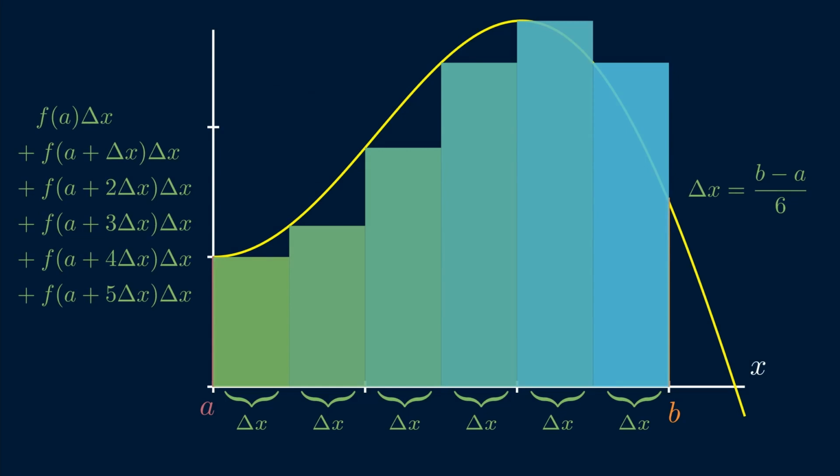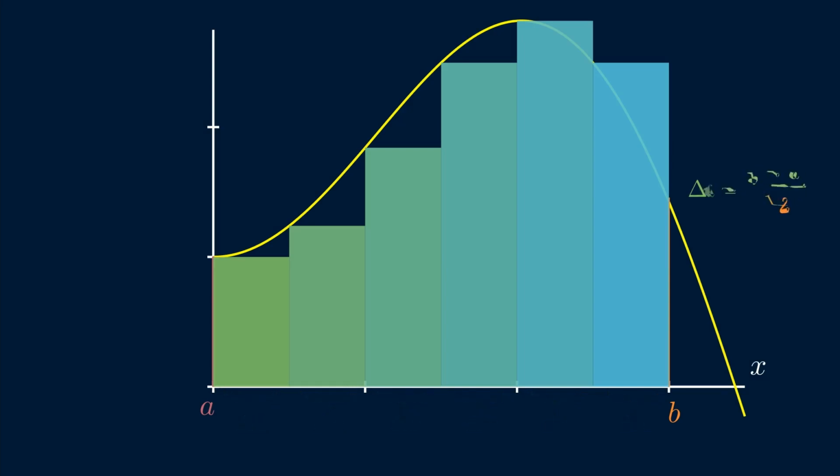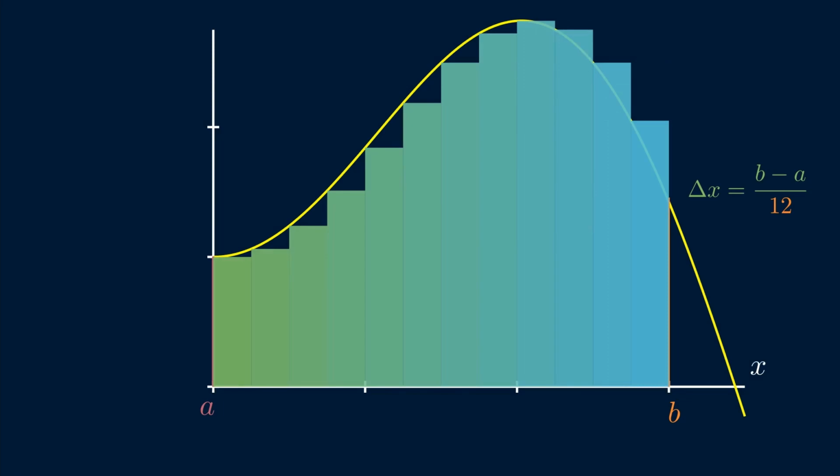Adding up the areas of these rectangles, we obtain an approximation for the area of the region underneath the graph of the function and our interval. Now, originally we had 6 rectangles whose width was 1/6 of the length of the interval from a to b. But what if instead we made a finer partition of the interval, that is, we divide into more rectangles, say 12. Now, the width of each rectangle delta x is the length of the interval divided by 12 rather than 6.